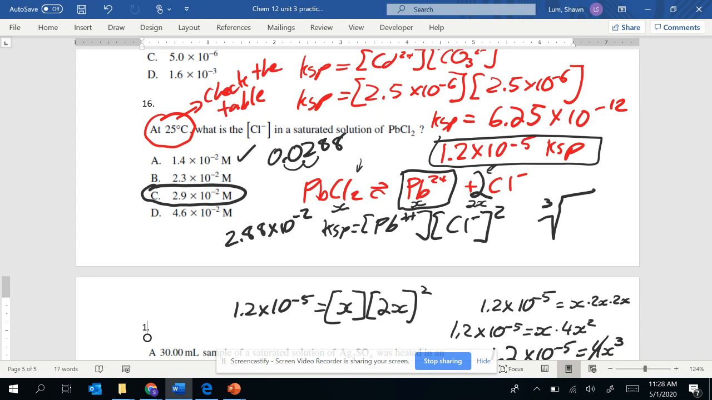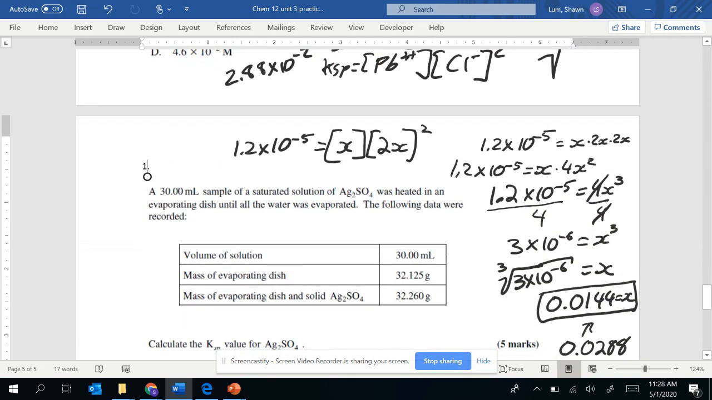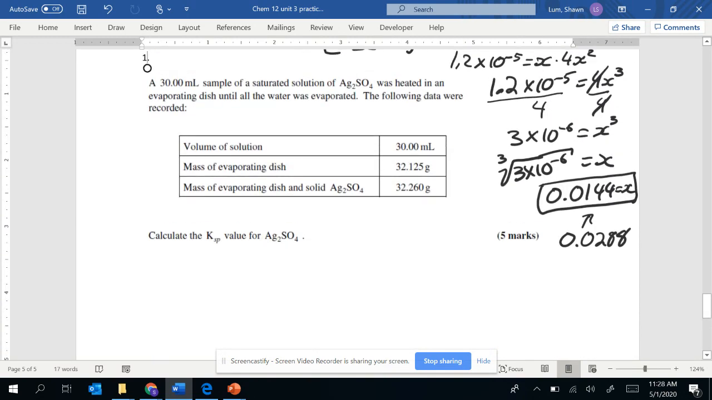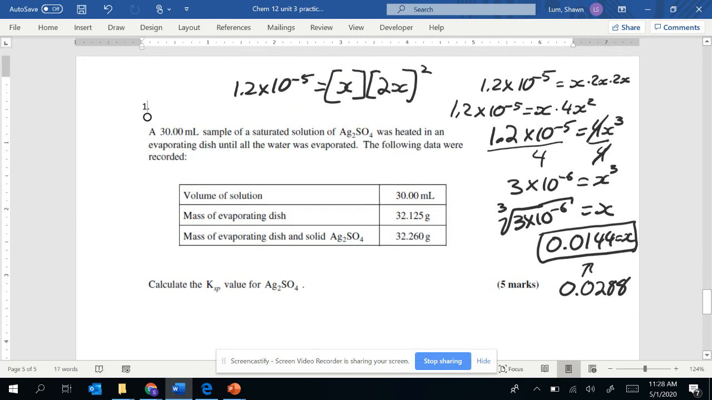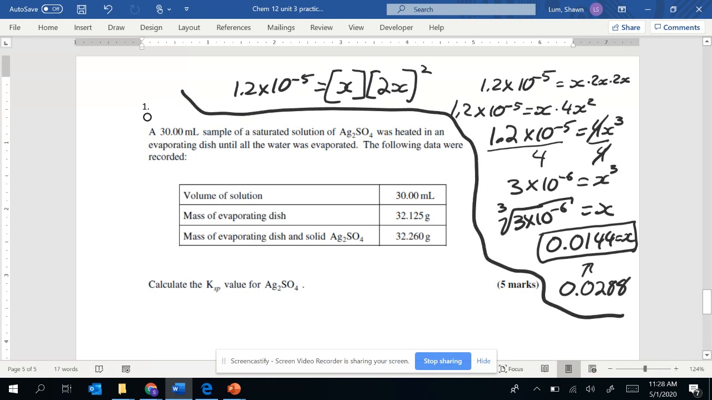That was a mathy question, but that's how you do it. It's not that bad, actually. Okay. Last question. That goes for all the questions above.